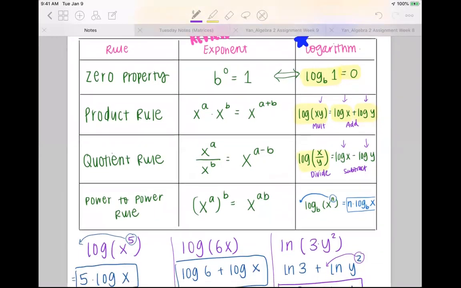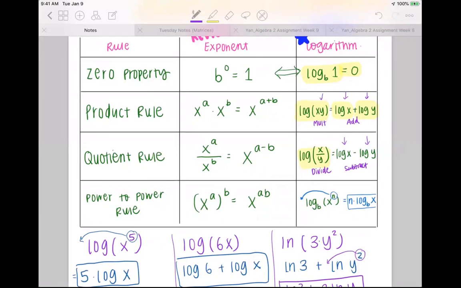Okay, and the last one, it's called power to power rule. If I have a number x and I raise it to a certain power, okay?